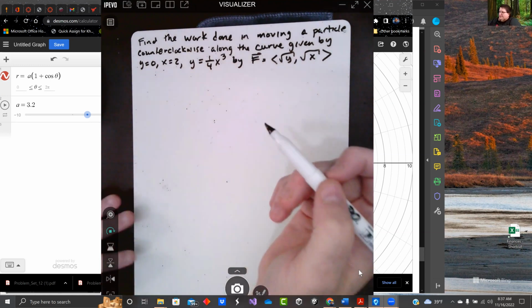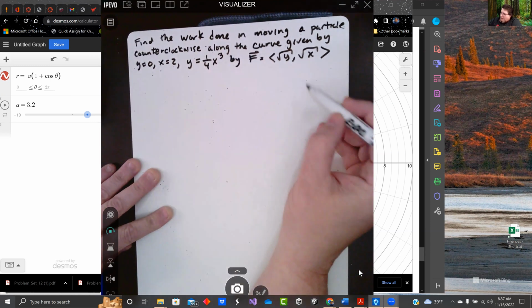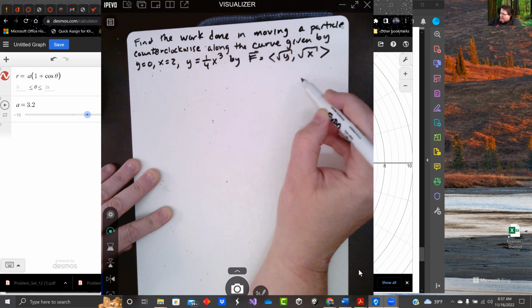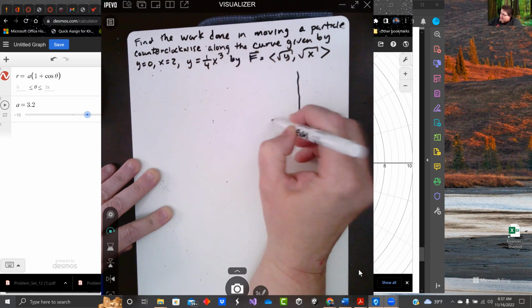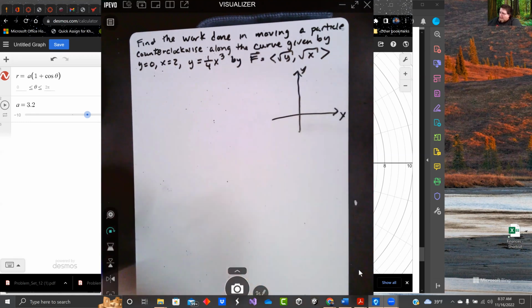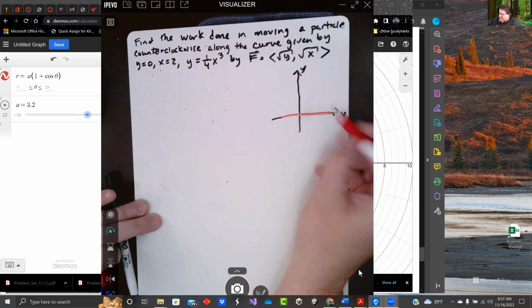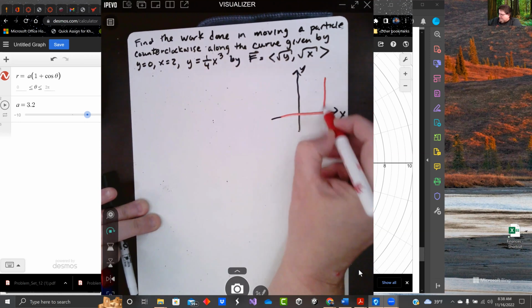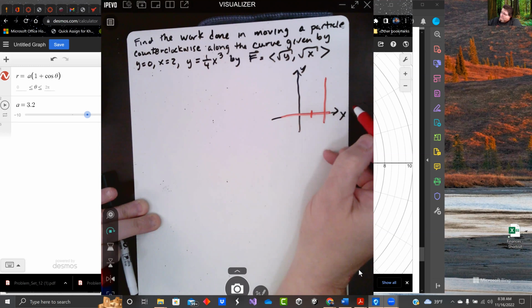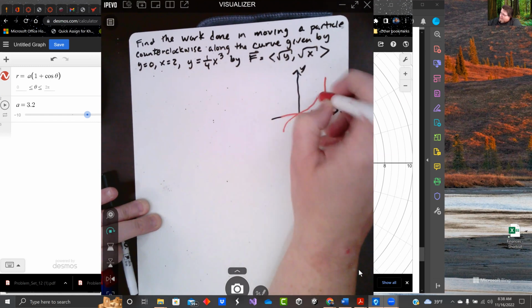All right, so I gave some time to write down the problem. That should say counterclockwise. And I'm going to draw that domain so I can see what we're looking at. So I got X and Y. And Y equals 0 would be the x-axis. X equals 2 is here. And 1/4 x cubed goes like that and like that.